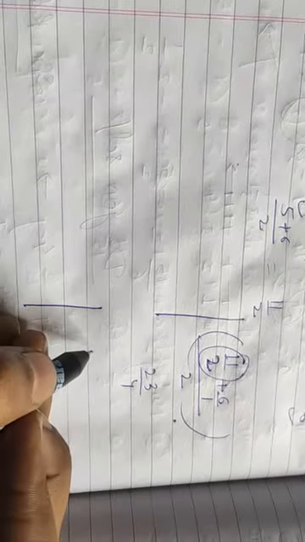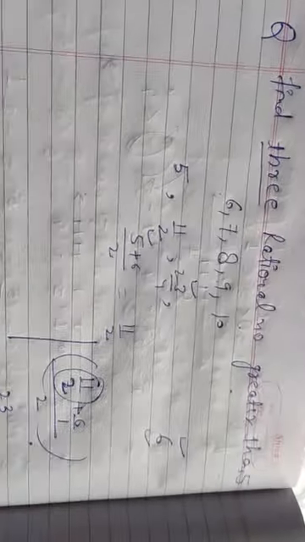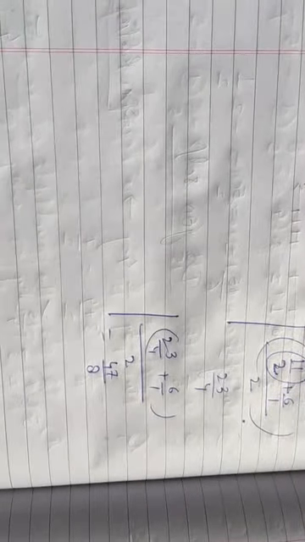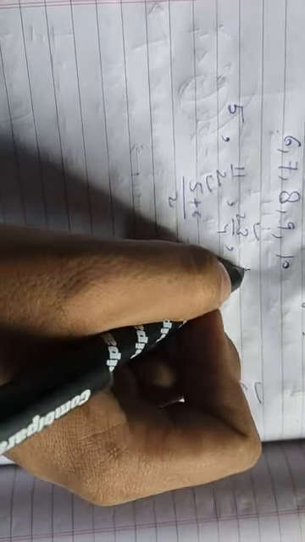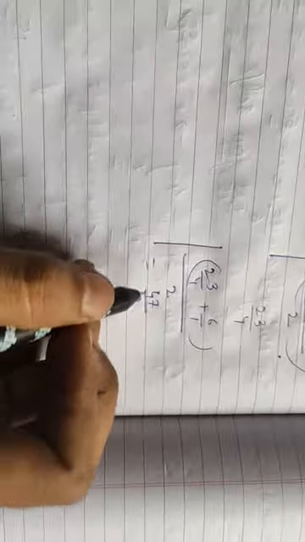4. Again you have to take, this is your first number, and this is your second number, and you will get from here 47 by 8, and this surely lies between 5 and 6. You can check by dividing.